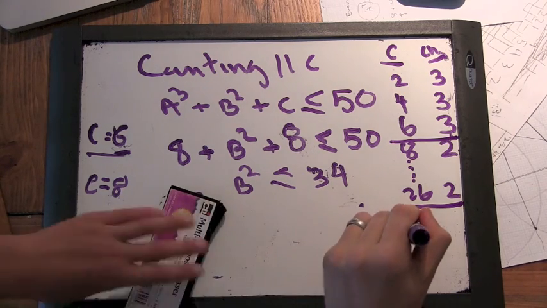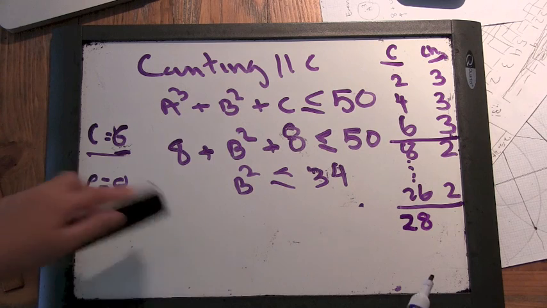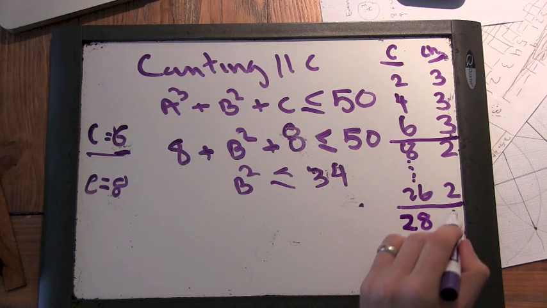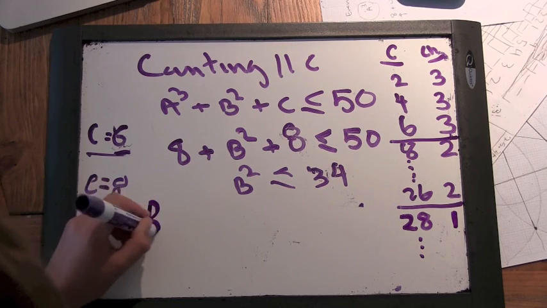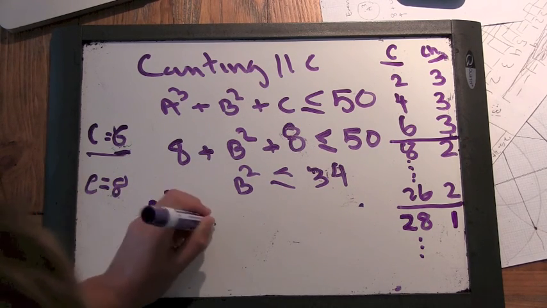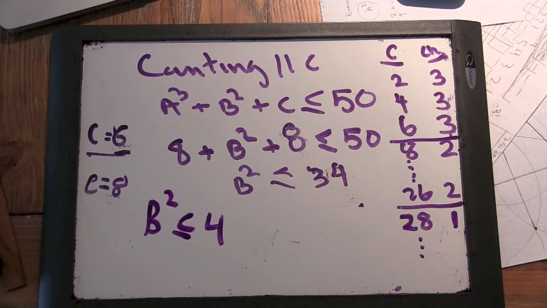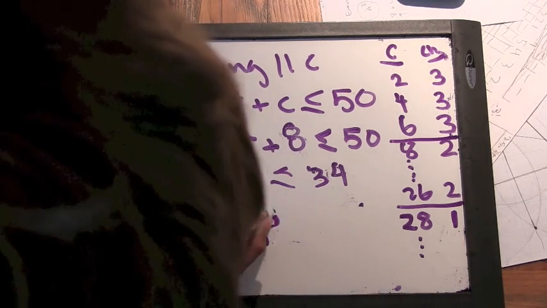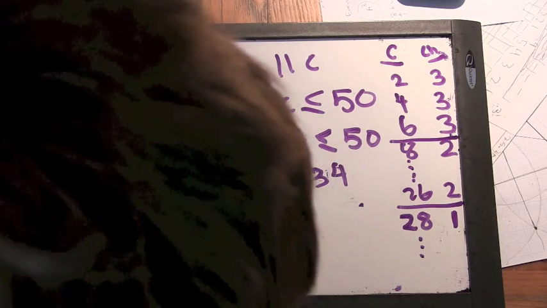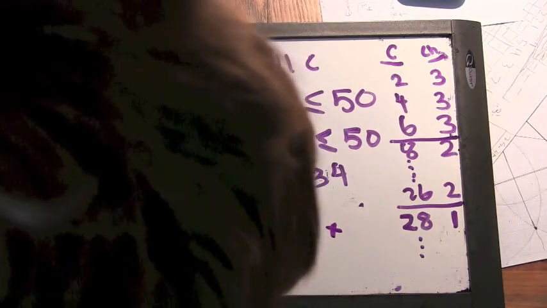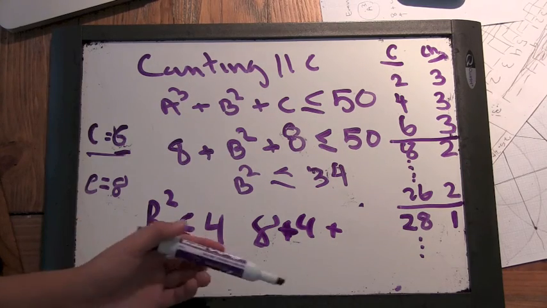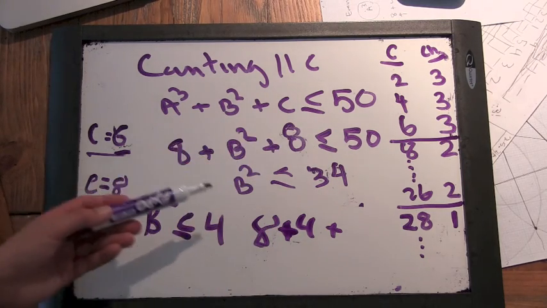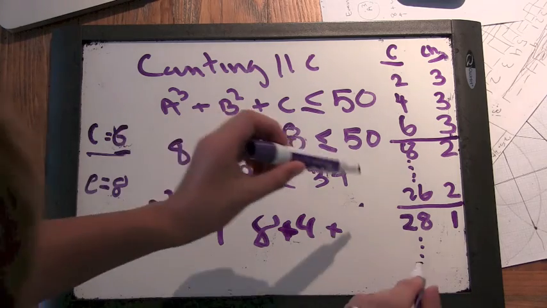Then what's the last case we can do? From 28 down to something, we're going to have 1. Well, the last case you can do is B squared is less than or equal to 4. That would mean we have 8 plus 4 plus, well, this adds up to 12, so it's 38.